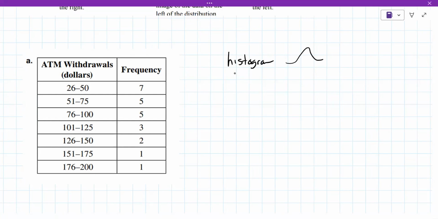I didn't draw mine close enough together where they could be touching, but I know they have to be touching. Yeah, they do have to touch. That's a big part of it. That's a deduction. And then the bar graph does not touch, so you have to be able to distinguish between them.